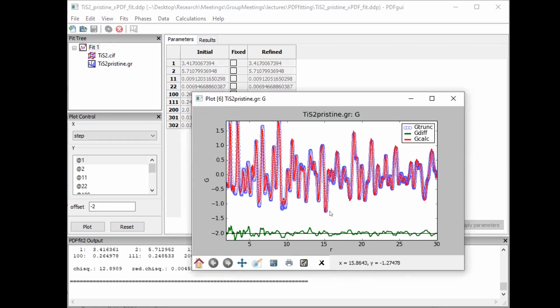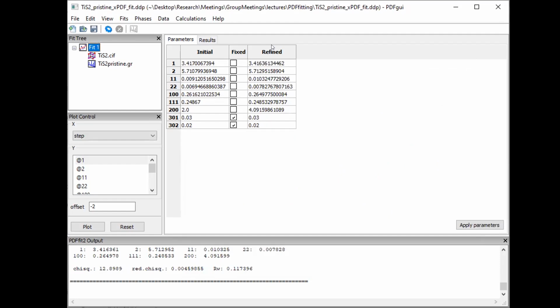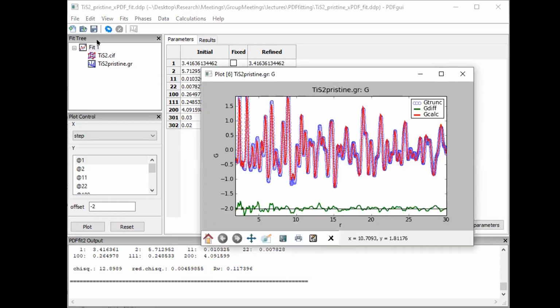Okay, so you see that actually the effect is very obvious, right? It's now much better accounted for. I mean, the first peak. And in general, there's a lot of improvement. And already we are reaching our Rw value of about 0.11, which is already a nice fitting there. But we can do even better. First, apply, and then uncheck this too. Okay, and do the fitting.